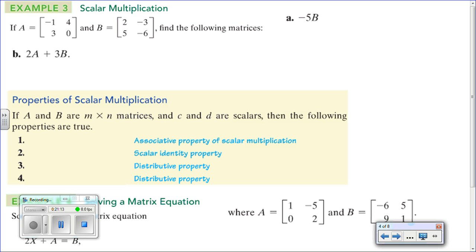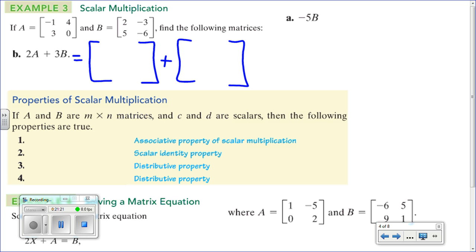So in this case, we're going to have matrix A multiplied by 2, matrix B multiplied by 3. So 2 times A, that will be 2 times -1 is -2. 2 times 4 is 8. 2 times 3 is 6. And 2 times 0 is 0.